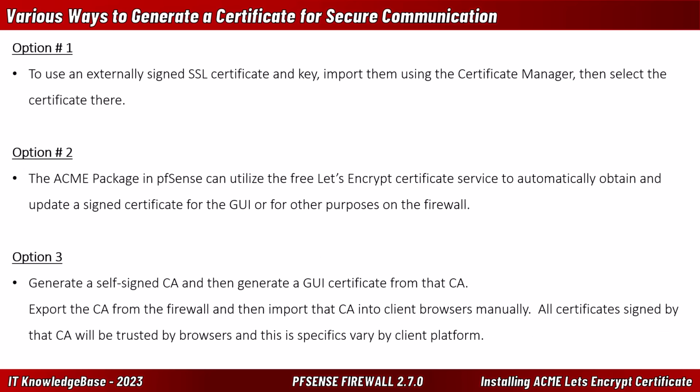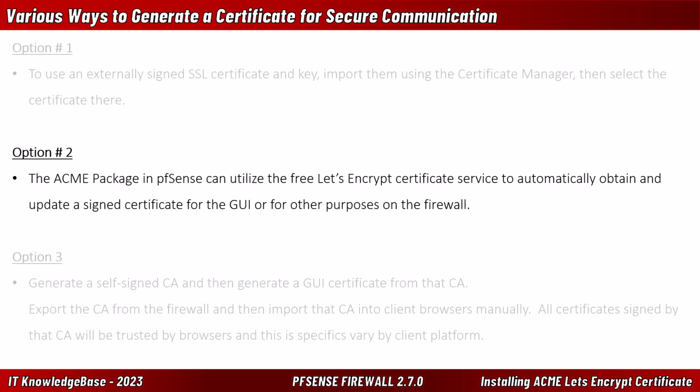Option number 3: another alternate technique is to generate a self-signed certificate authority and then generate a GUI certificate from the CA. Export the CA, or certificate authority, from the firewall and then import that CA into the client browsers manually. Using this method, all certificates signed by that CA will be trusted by browsers, and the specifics vary by client platform. But in this demo, we will go with option number 2 to install, configure, issue, and renew the certificates from the ACME package.